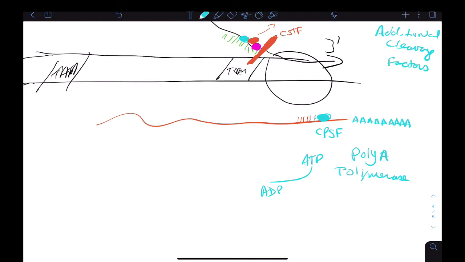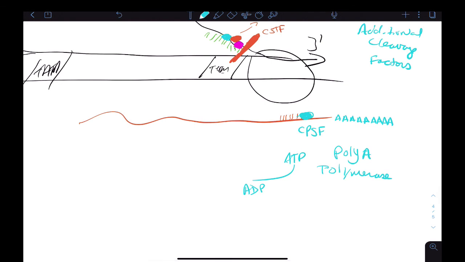Now that we have this adenine sequence at the end, there's another protein that comes into place and binds to this, and those are called poly A binding proteins, or you can just call them PBPs. The poly A binding proteins come, and what they do is they protect this part, so that the RNA doesn't end up folding on itself and forming a helix. It prevents the formation of a double strand RNA. This is the job for PBP.